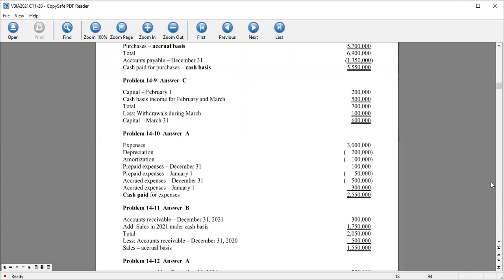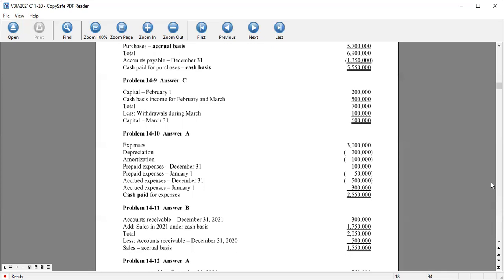The proprietorship provided 500,000 of services in February and received full payment in March. The proprietorship incurred expenses of 300,000 in February, which were paid in April. During March, Tori drew 100,000 against the capital amount. In the statement of financial position on March 31, prepared under cash basis, what amount should be reported as capital?